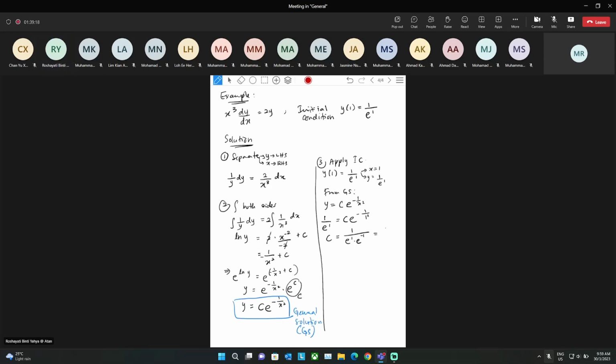So c equals exponential 1 over exponential 1, equal to 1. So y equal to 1 times exponential negative 1 over x squared. So y equal to exponential negative 1 over x squared. So this is your particular solution. Can you follow?